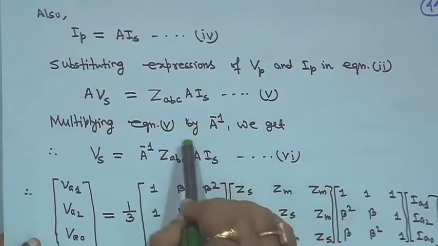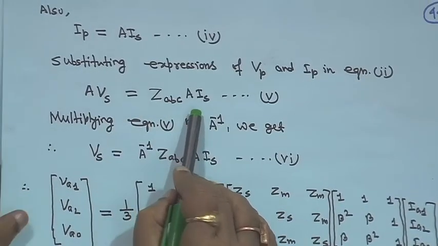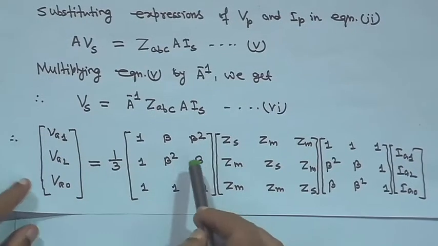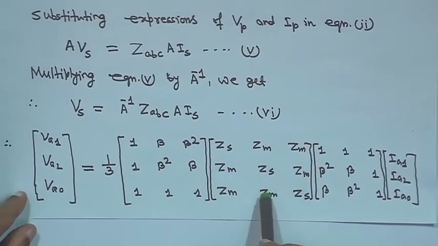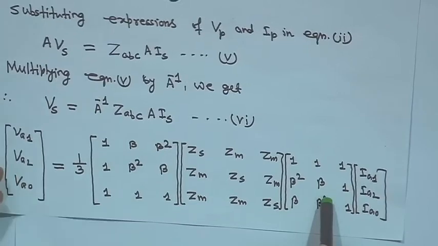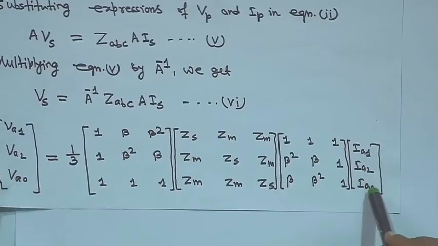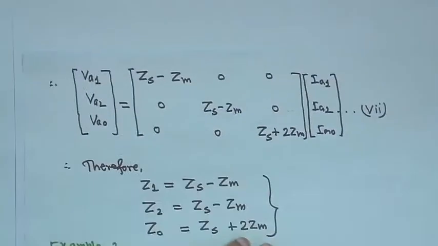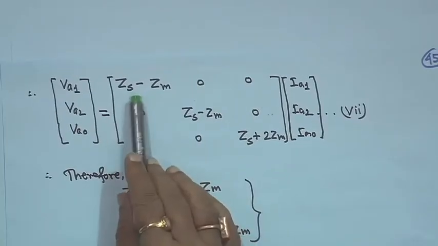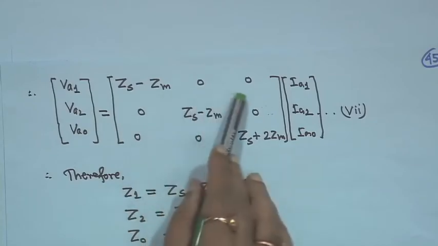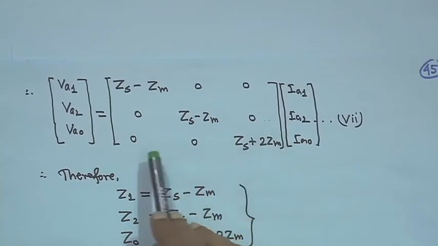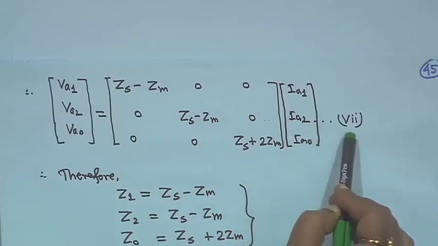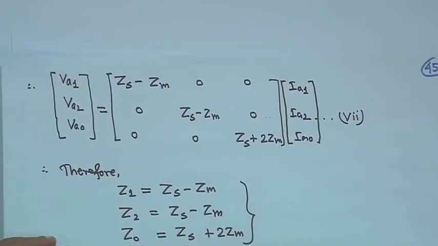Multiplying this equation 5 on both sides by A inverse, where A inverse is equal to 1/3 of this matrix, then Z ABC, then A, you know all these things we have given, and then Ia1, Ia2, Ia0. If you multiply, then Va1, Va2, Va0 will be equal to the matrix Zs minus Zm, 0, 0; 0, Zs minus Zm, 0; 0, 0, Zs plus 2Zm, times Ia1, Ia2, Ia0. This is equation 7, because here so many equations are there, 4, 5, 6 and previously also 2 and 3.